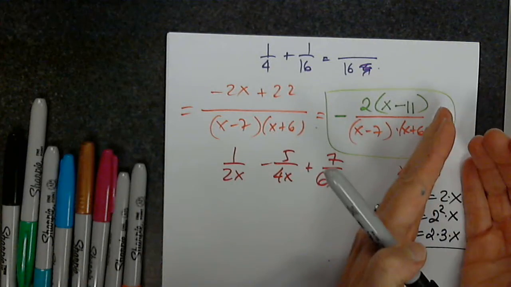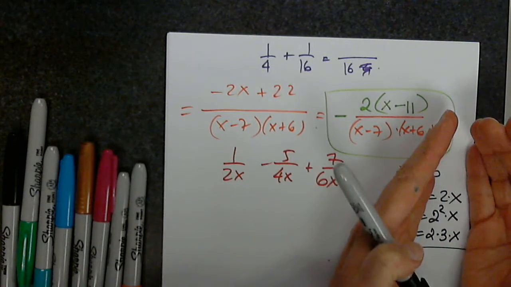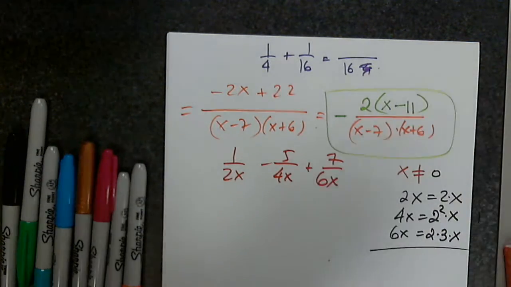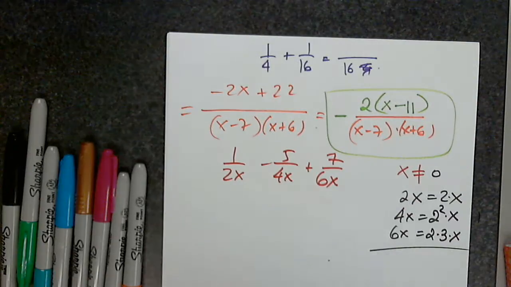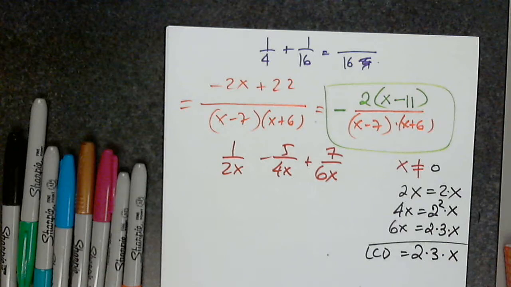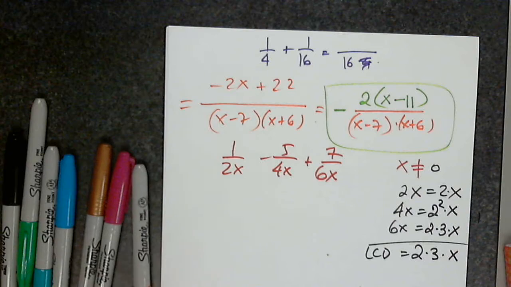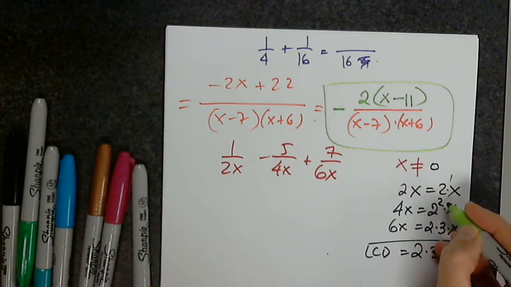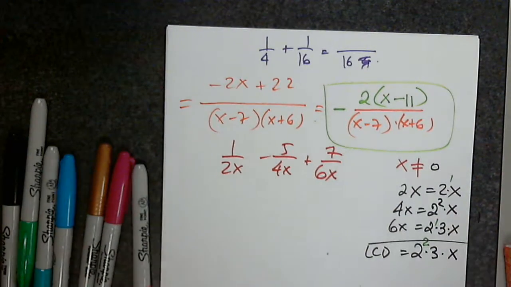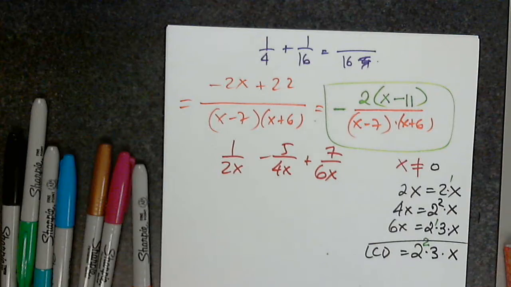Now, how many different factors? Disregard the powers. How many different factors you see here? Yes, I see 2, I see 3, and I see x. All have to be in the LCD. But now we have to discuss exponents. What is the larger power for 2 that you see in any of them? There is power 1 here, there is power 2 here, and there's power 1 here. Yes, I have to copy the largest power. Not add powers, but copy the largest power.